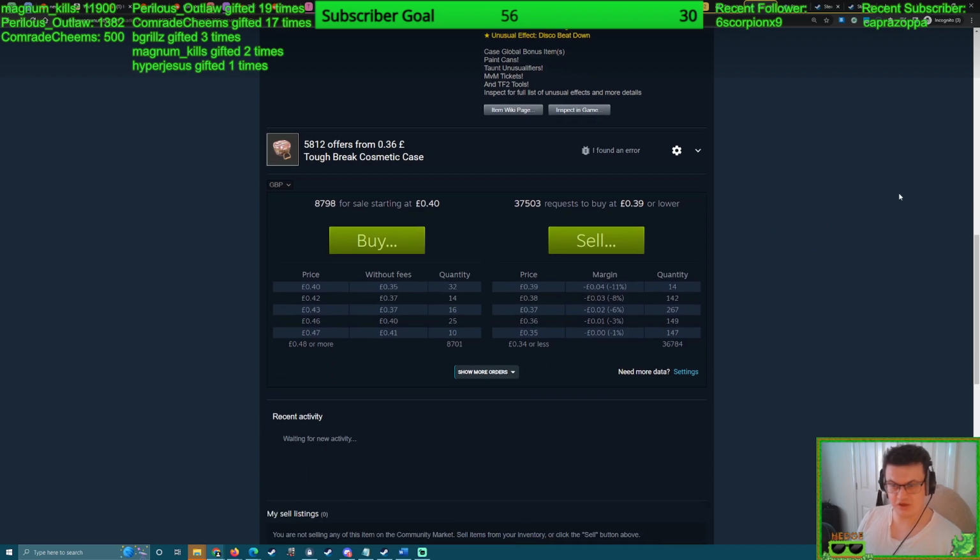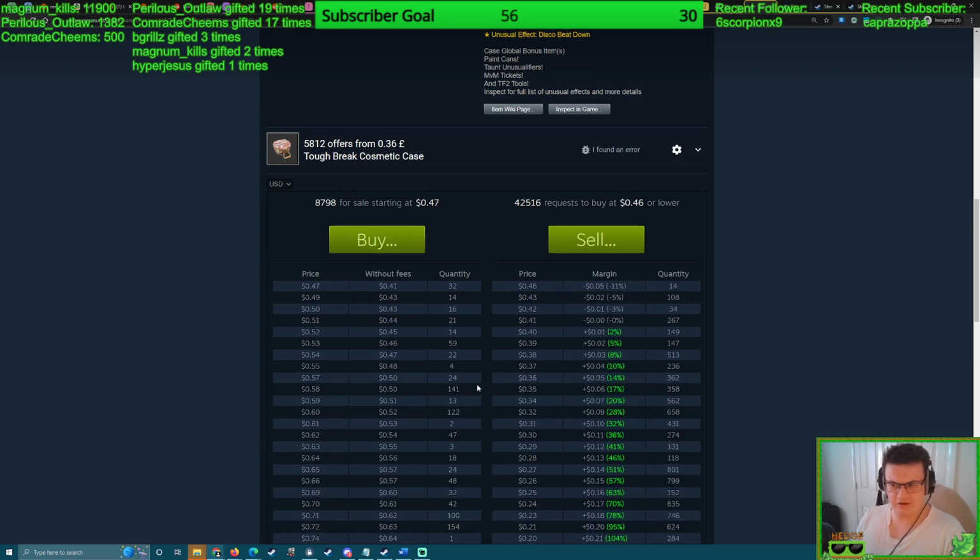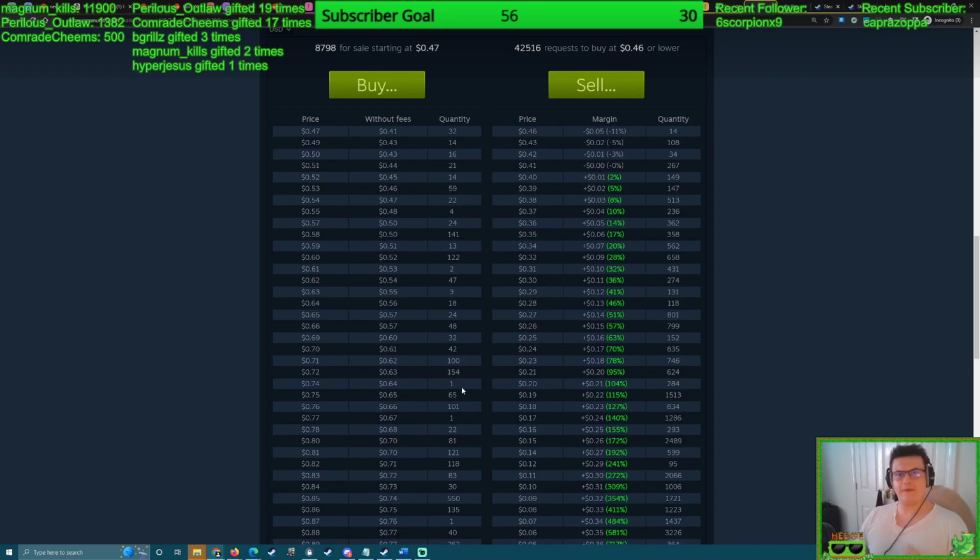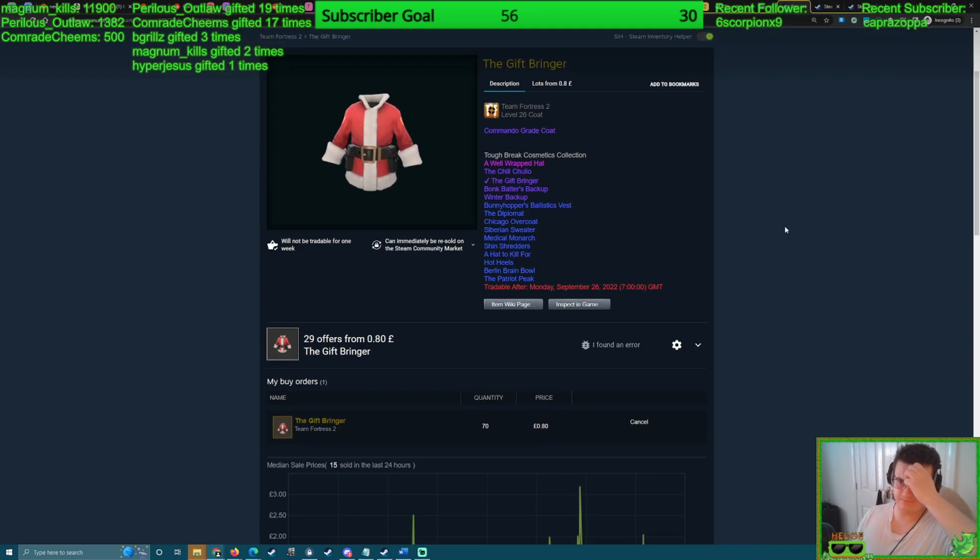So this was a Christmas and winter themed case, and of course, everything inside it is actually Christmas themed. But everybody opens this case during Halloween. What's going to happen? Well, tons more of those are going to be appearing on the market. Makes sense.